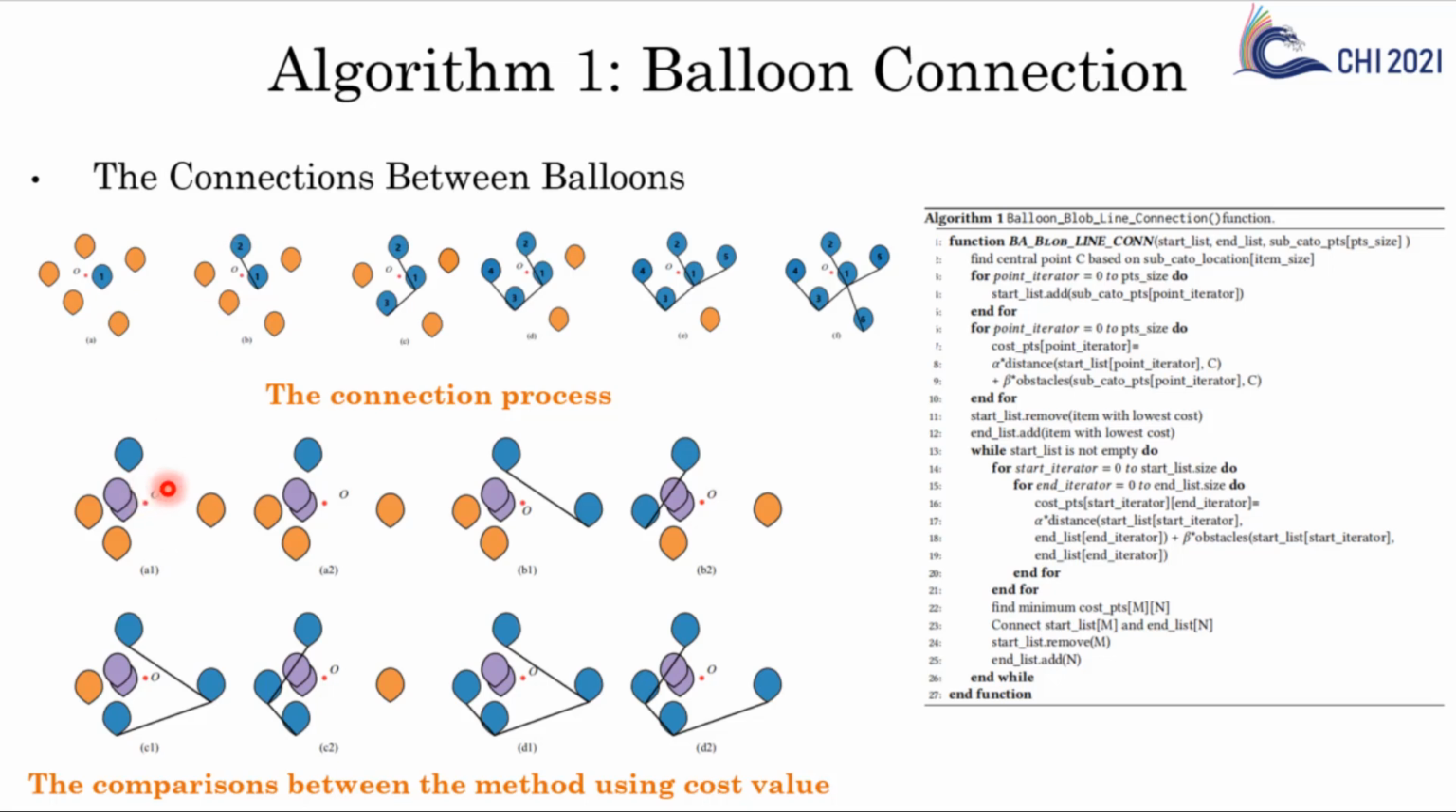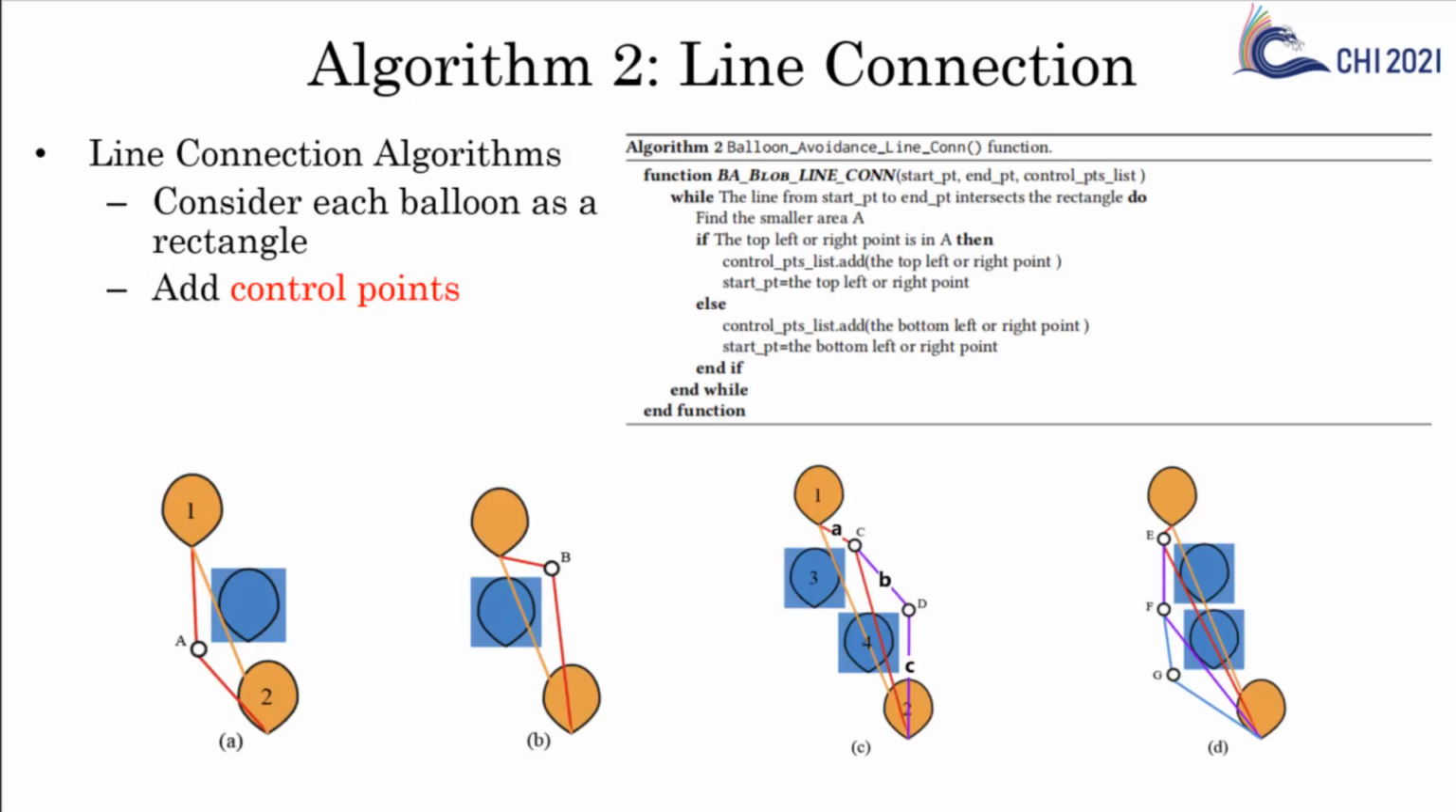Second, the reason why the order of connection is based on the cost rather than distance is that the cost can not only make the path simpler, but also pass fewer obstacles. To avoid line connection, the control points A and B are used to bypass the blue balloons. The orange lines are the initial connection and the red lines are the connection after the root algorithm.